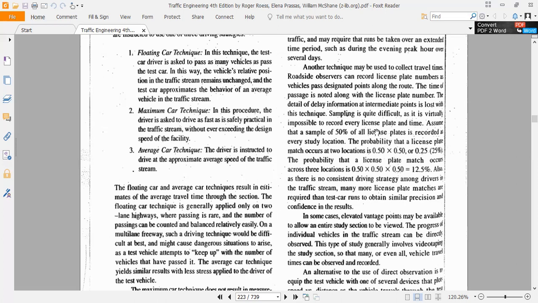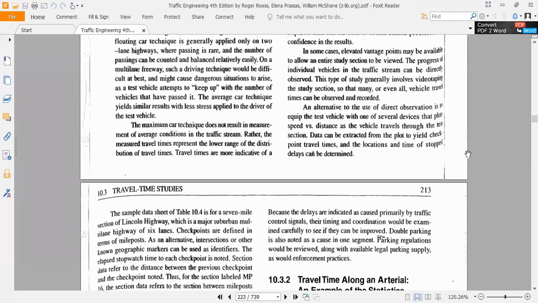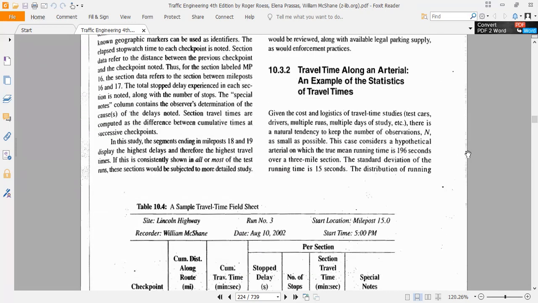Here they have also calculated the probability that a person will be able to see the number plate and read it accurately. If it is 0.5, he has a 50% chance of noting it down correctly. So if at section 1 the probability is 0.5 and at section 2 the probability is also 0.5, then the probability that the same car will be spotted at the two sections is only 25%. So that chance is very reduced, so this technique is not that much used.